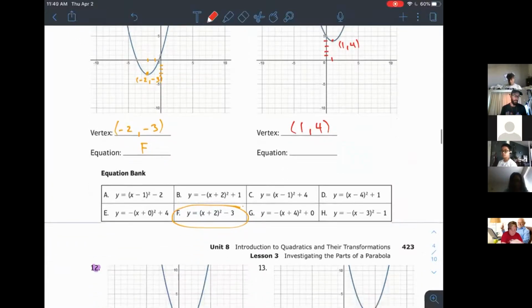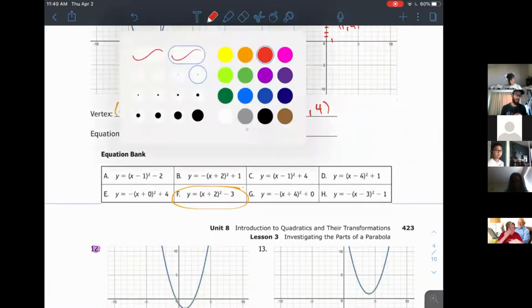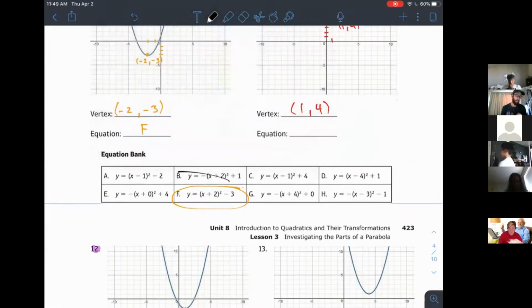I'm going to eliminate 4 of them right off the bat. B isn't going to work. E isn't going to work. H doesn't work, and G is not going to work. Can anyone tell me why I would eliminate B, E, G, and H?